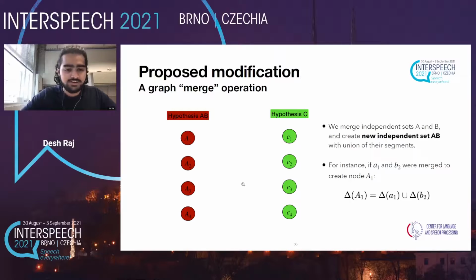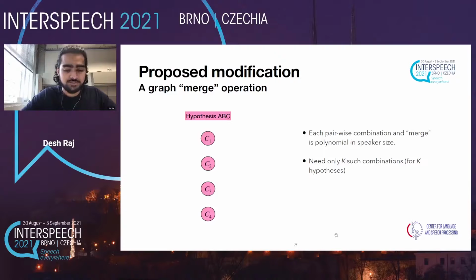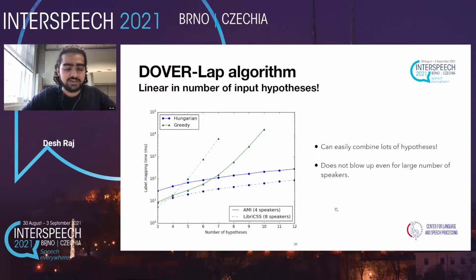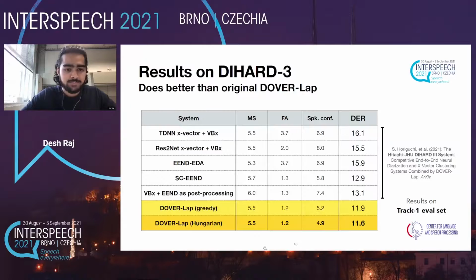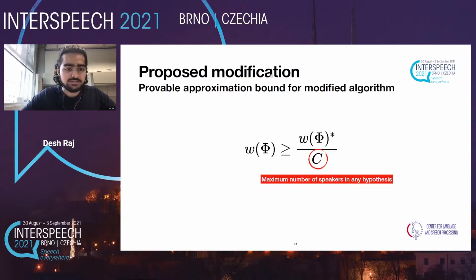I'll hurry up. So this graph merge operation enables us to perform this combination very effectively. And this also means that the method is now linear in time instead of exponential time. We found that adding this merge operation also performs better than the base DOVER algorithm, as you can see, from 27.9 to 26.3 diarization error rate. I'll skip over these. And adding this modification also enables us to provide a theoretical guarantee on the solution.